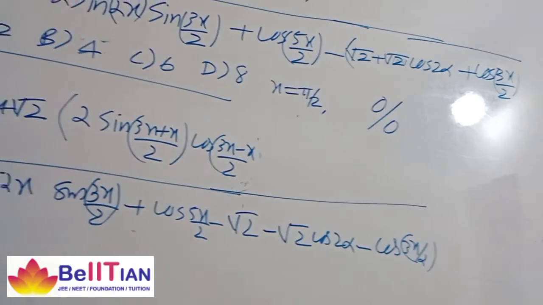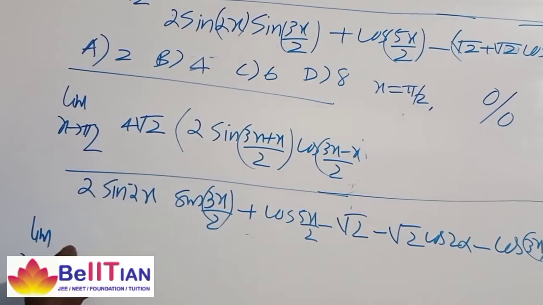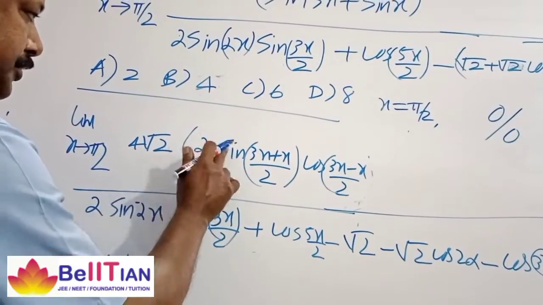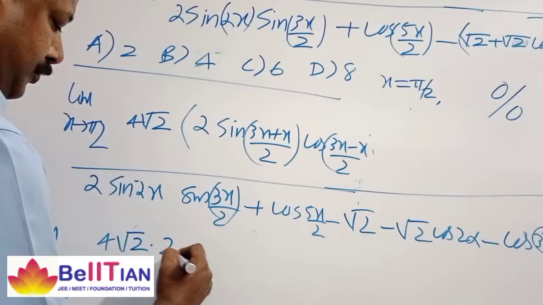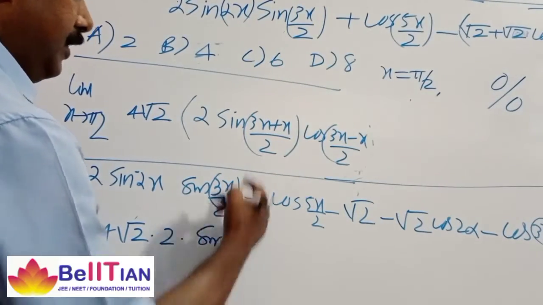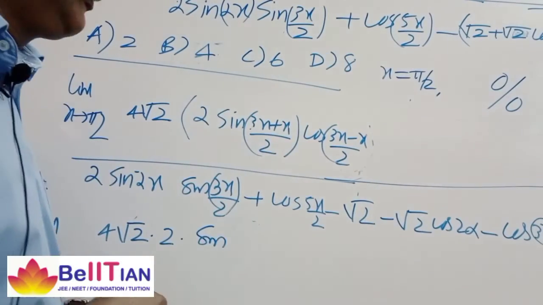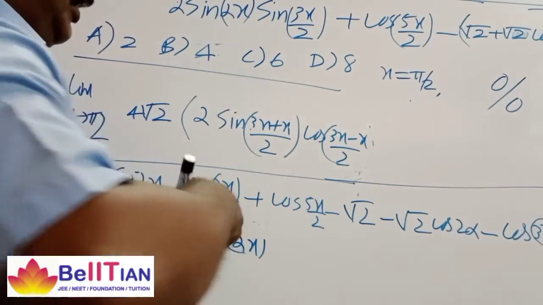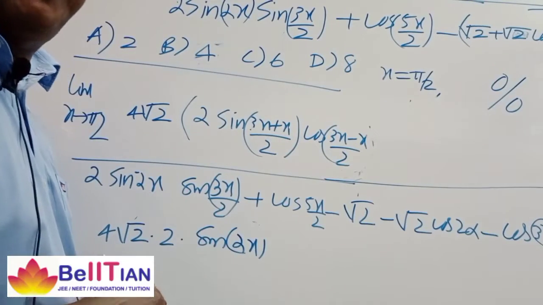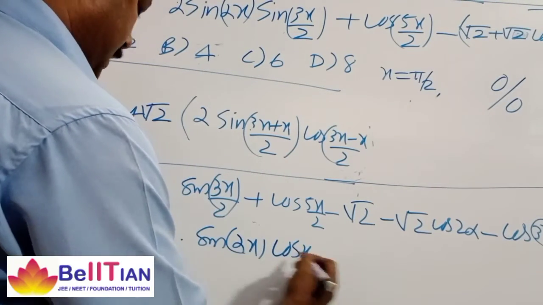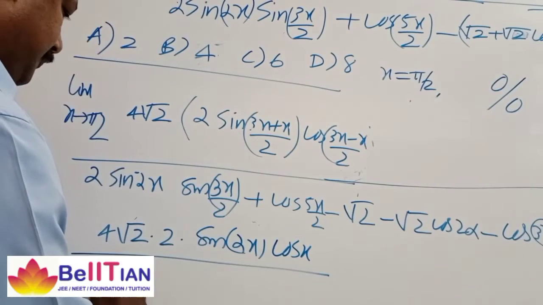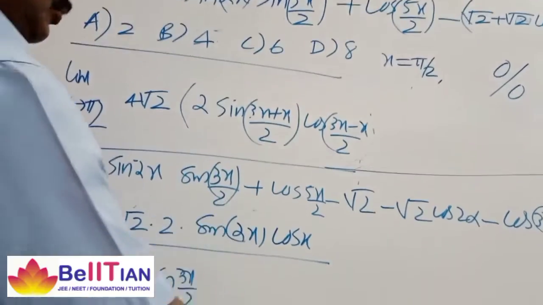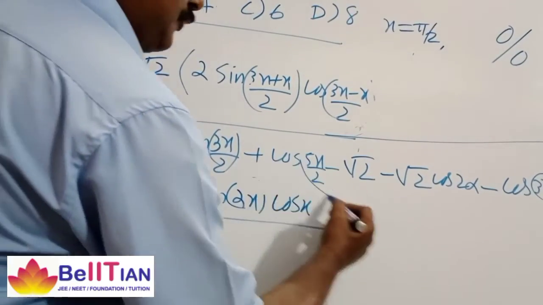So again I write limit x tends to pi by 2, 4 times root 2 into 2 into sine of (3x plus x) divided by 2, that is 4x divided by 2, which is 2x, so sine 2x, into cosine of (3x minus x) divided by 2, that is cosine x, divided by 2 times sine 2x into sine 3x divided by 2, plus, I take these two terms together.